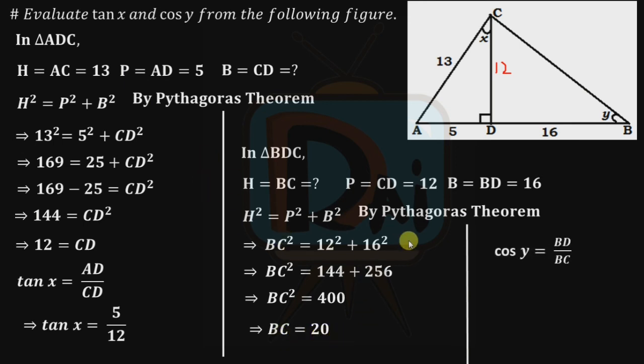Now I need to find the value of cos y. That means base by hypotenuse. Base is BD, hypotenuse is BC. BD is 16 and BC is 20. So after cancellation, cos y is equal to 4 by 5.